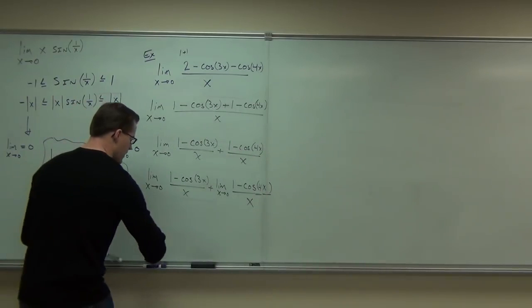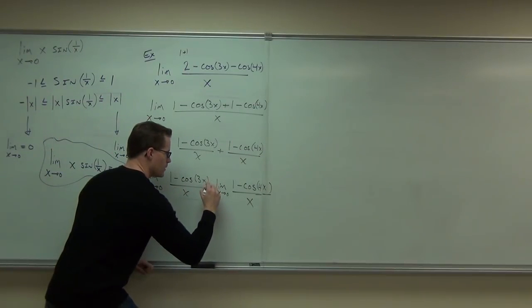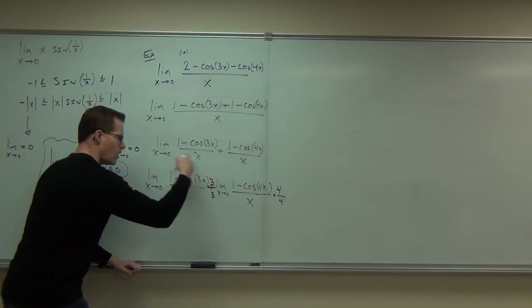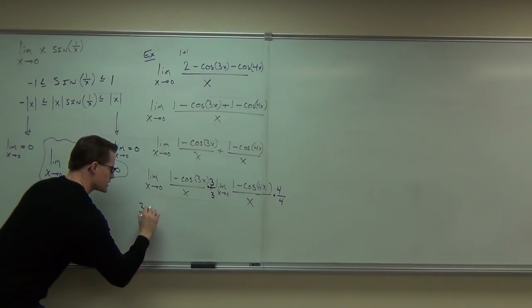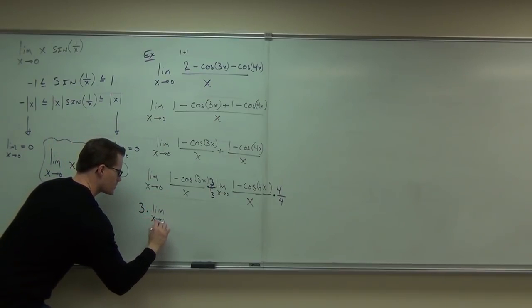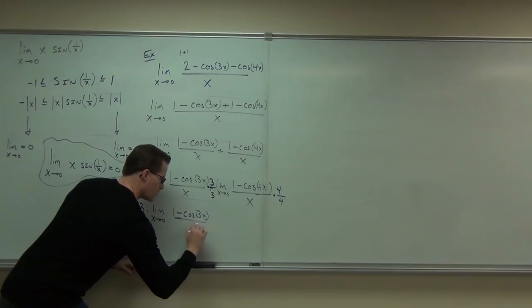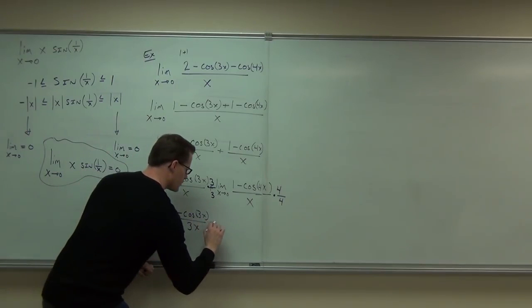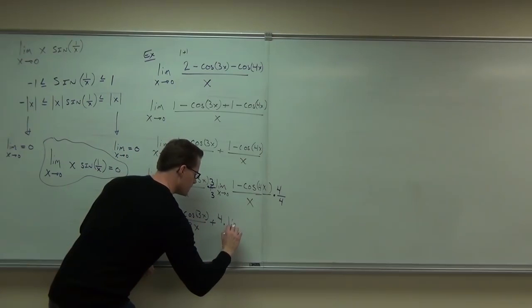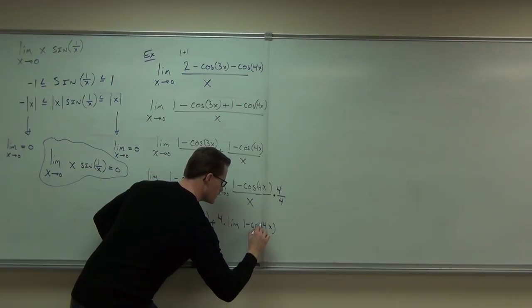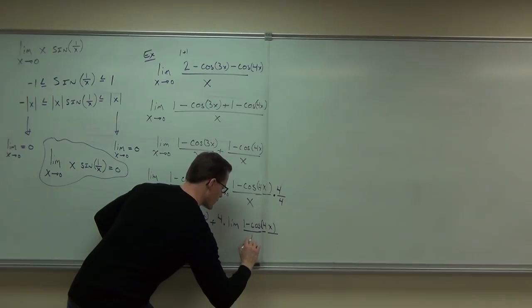So if I multiply this by 3 over 3 times 4 over 4, all this becomes is 3 times the limit as x goes to 0 of 1 minus cosine of 3x over 3x, plus 4 times the limit of 1 minus cosine of 4x over 4x. It's hard to draw.